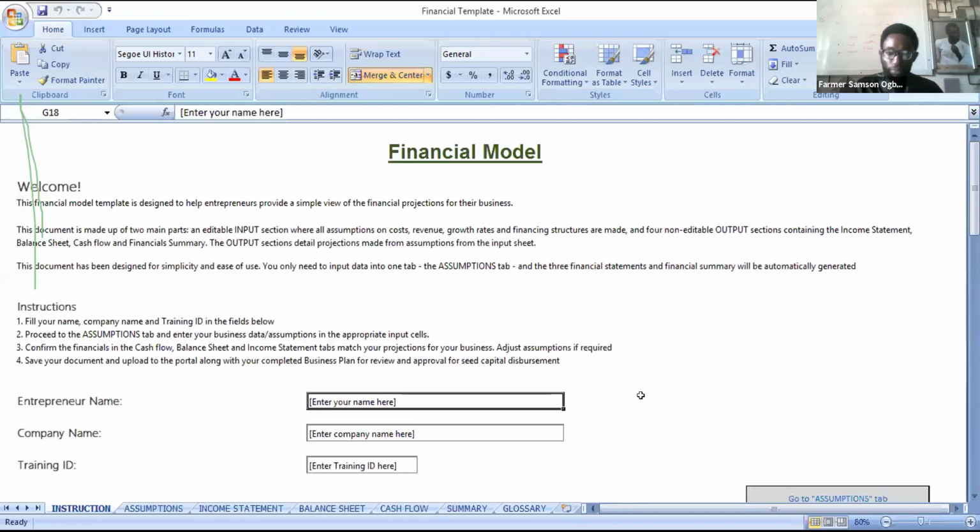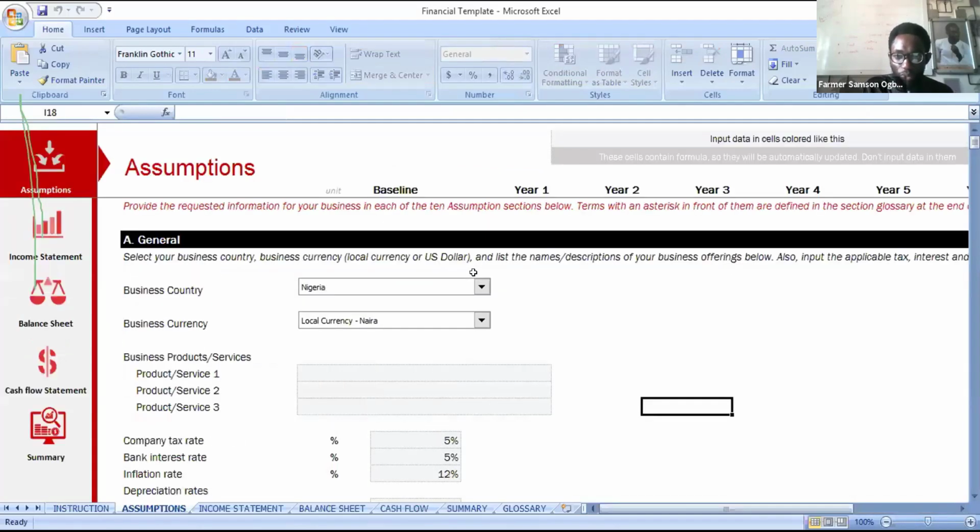I'm not sure. Then your training ID is the ID you get after payment. Okay, so we go to the assumptions. This is where we are going to be working. Trying to move this so that we can work.